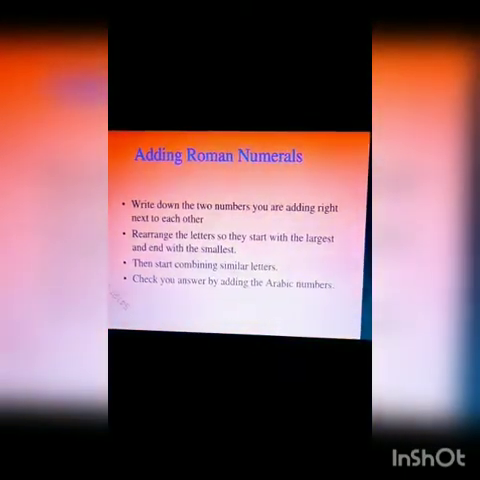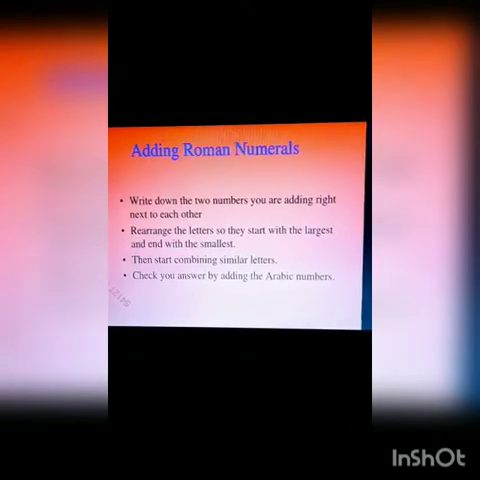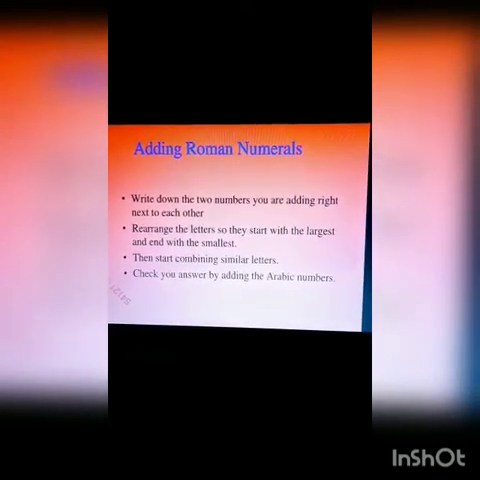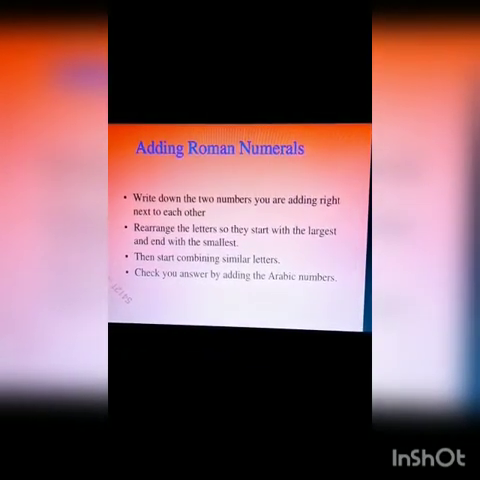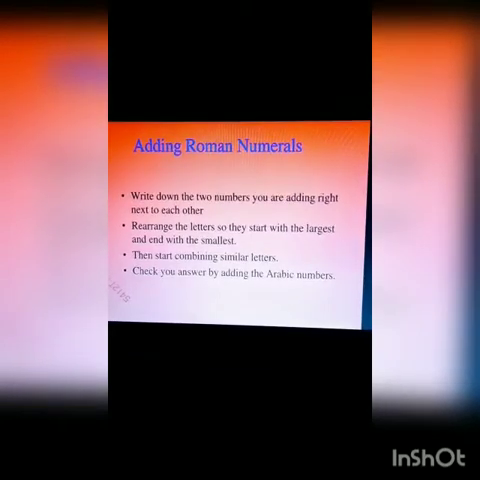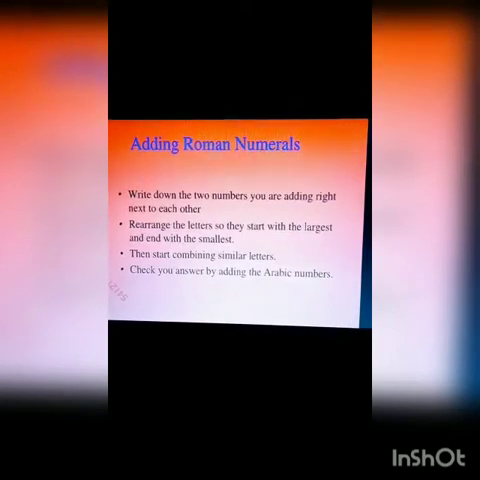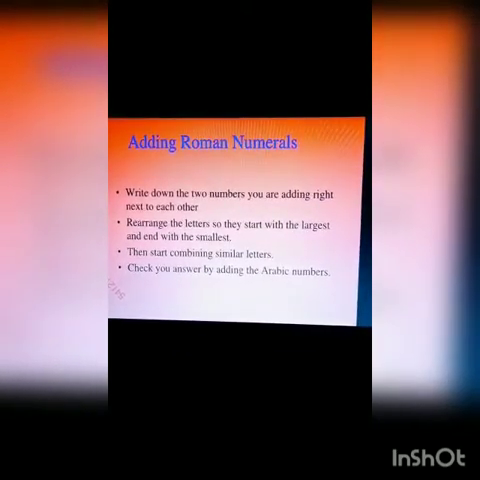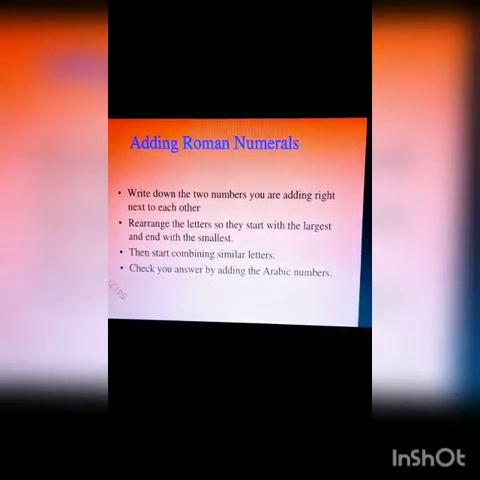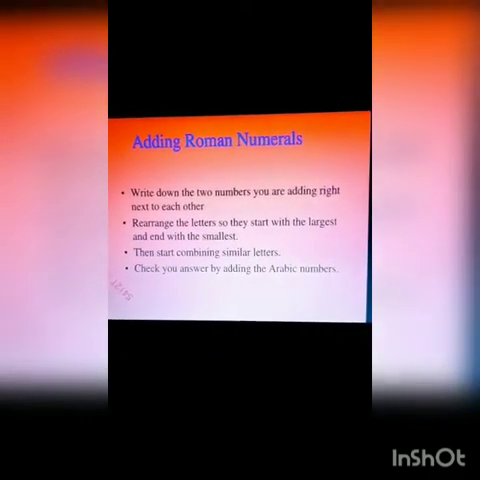Now, conditions for adding Roman numerals. Write down the two numbers you are adding right next to each other. Rearrange the letters so that they start with the largest and end with the smallest. That means we need to write the numbers in decreasing order of values. Then start combining similar letters. That means if you are writing similar letters together, they are also added up. Check your answer by adding the Arabic numbers.